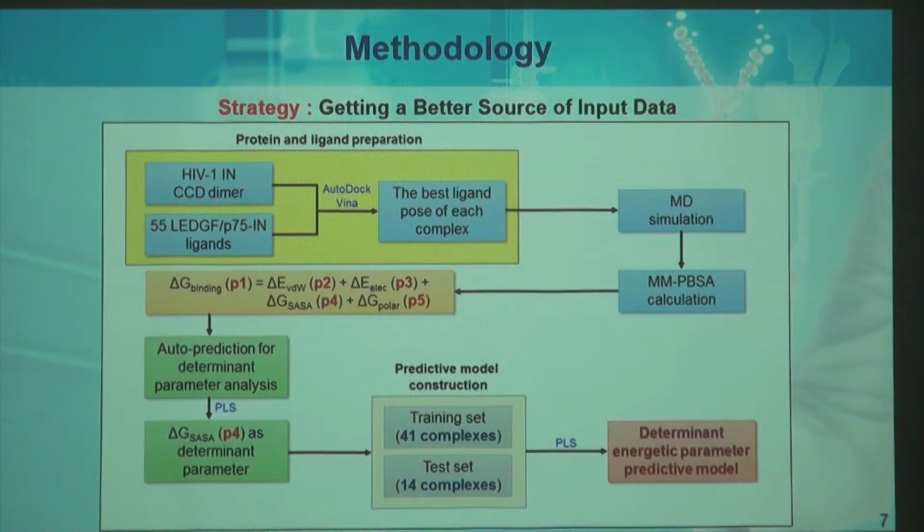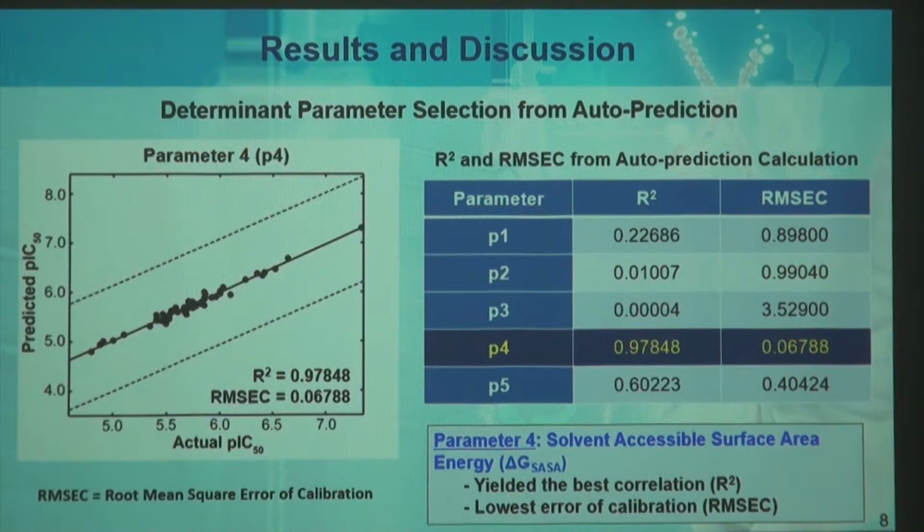We did an order prediction for the most determinant parameter selection, and then the selected parameter was used to construct the prediction model. For the order prediction, we used the R square and root mean square error of calibration, or RMSEC, to estimate which parameter is the most determinant parameter. The most determinant parameter should have the highest R square and the lowest RMSEC error, and we found that solvent accessible surface area energy, or parameter 4, is the most determinant parameter with this benchmark.